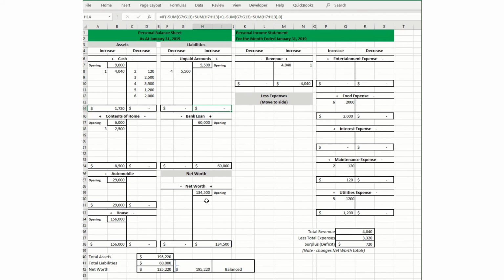You'll notice there were no transactions posted in net worth at this time, and that's okay, we'll come back to that. So the total liabilities in this situation are $60,000. I'll get back to net worth in a moment.